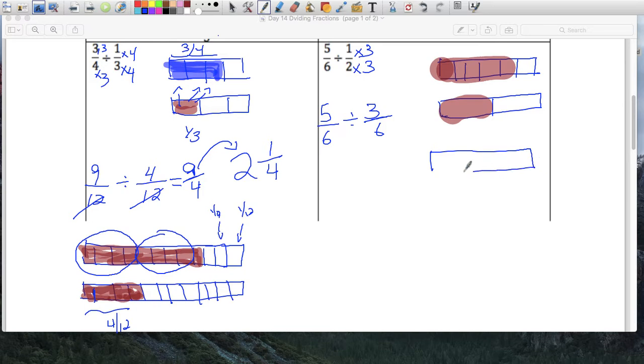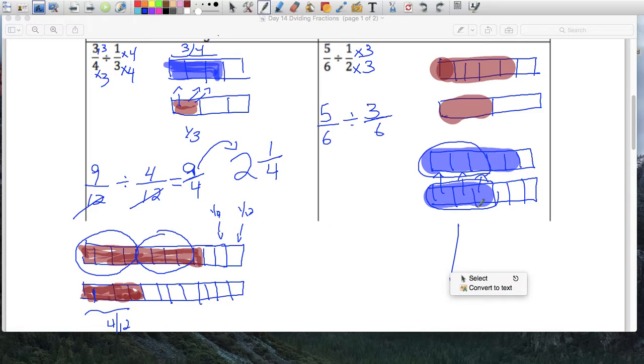So let me try to draw that again. 1, 2, 3, 4, 5, 6, and I'm going to draw the same exact one. 1, 2, 3, 4, 5, 6. And now I'm going to shade 5 on the top, and 3 at the bottom. How many times can this group of 3 here fit inside here? Well, this could fit in there. That can fit in there because they're the same size, right? And this can also fit in there. So definitely fits one time.